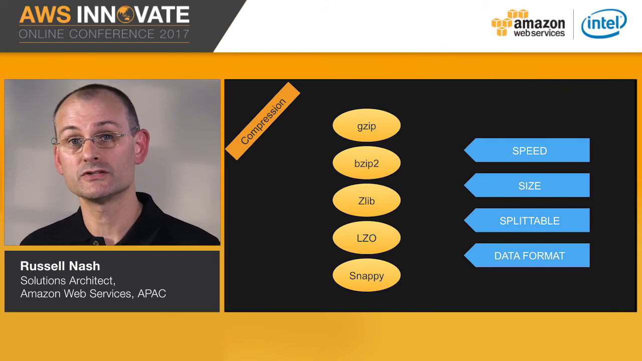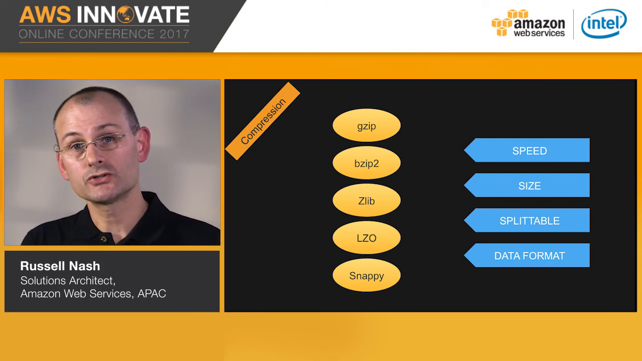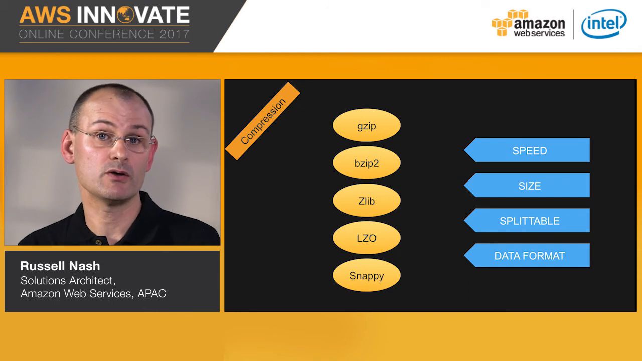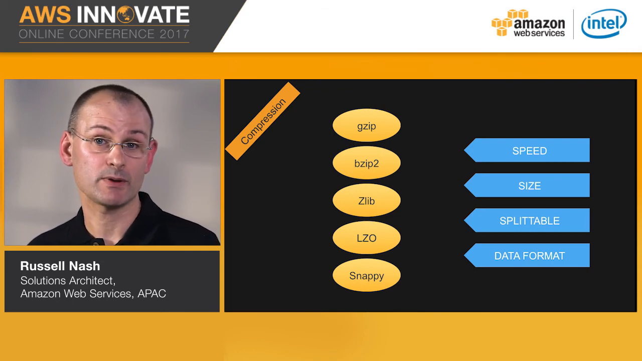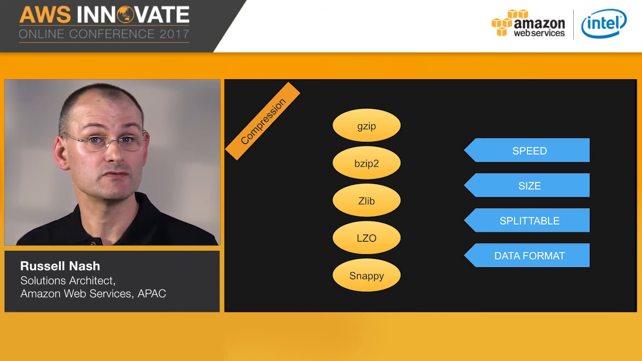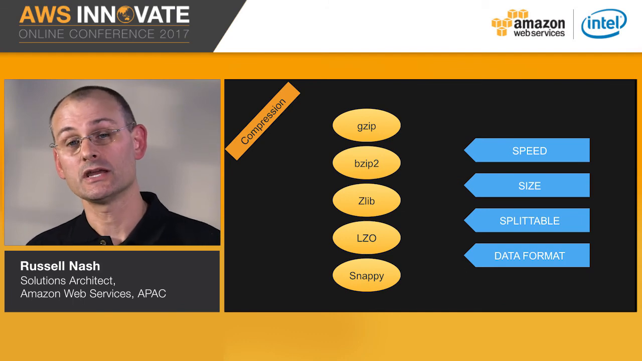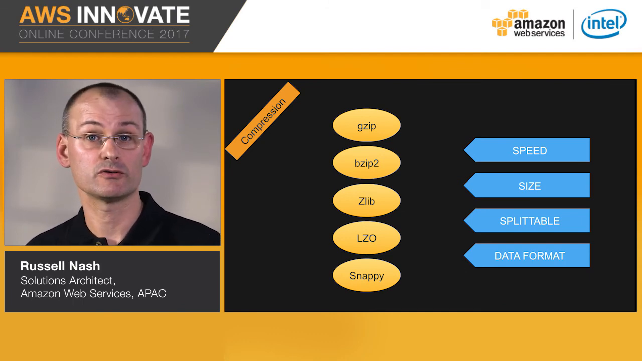And the fourth option there is the data format as well. Certain compression algorithms work better with certain data formats. For example, if you choose Parquet, that works particularly well with Snappy. So you may find that your choice of data format actually informs your choice of compression algorithm as well.